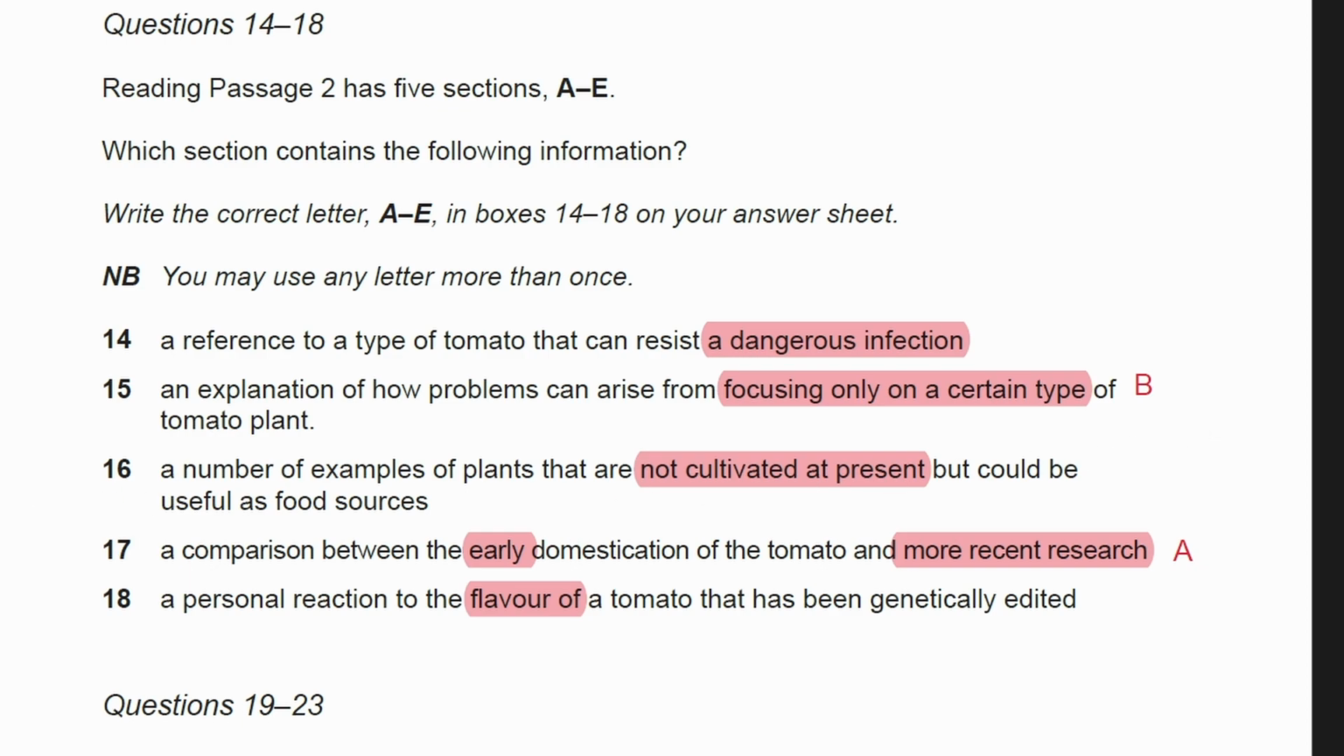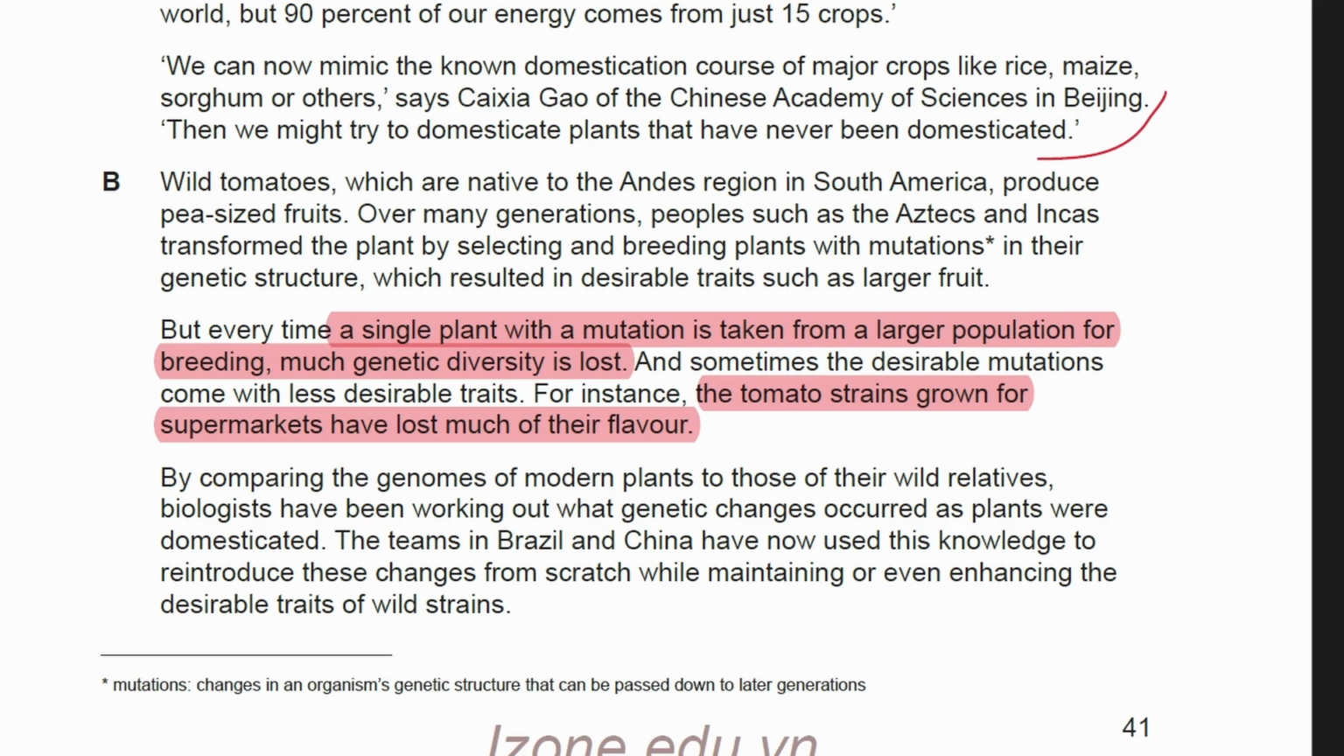Okay, you might think that that could also be the answer to question number 18, because if we look at question number 18, we have flavor as our key phrase. But even though they talk about the flavor, this is not a personal reaction. This is just a general observation. So this cannot be our answer to question number 18.